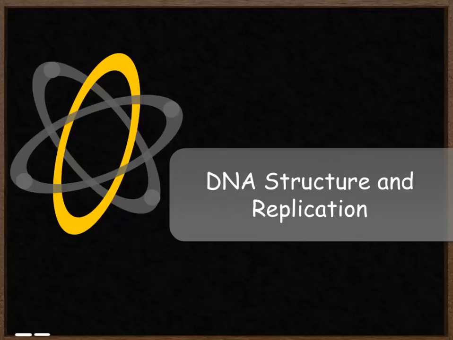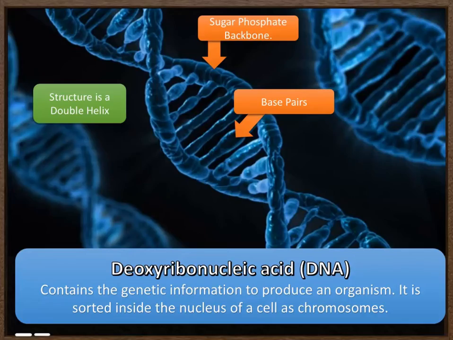DNA structure and replication. In this video we're going to look at the structure of DNA and how it's replicated, which is very important in the process of mitosis and meiosis. DNA is shortened from deoxyribonucleic acid, and it contains the genetic information needed to produce an organism and all of its features. It's stored inside the nucleus of every cell inside the organism's body, and it's stored as chromosomes. Each cell, each nucleus has exactly the same DNA.